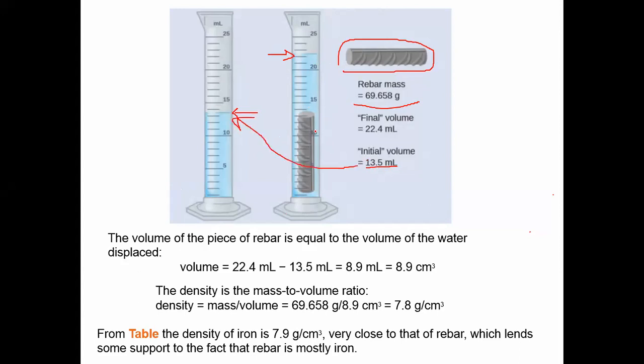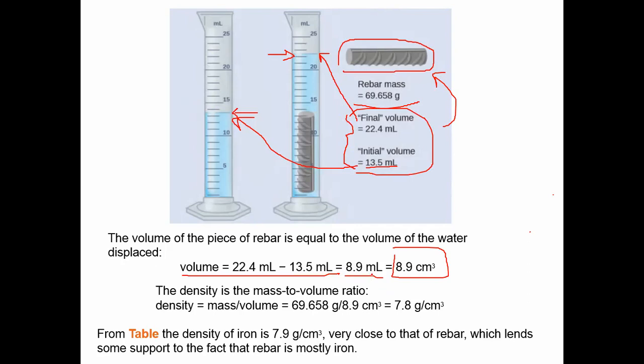Then once you put this rebar in there, you can measure the final volume over here, right? So the difference between these two points is the volume of this rebar. So how can you find this volume? Very easily. You can just do 22.4 milliliters minus 13.5 milliliters, it gives you 8.9 milliliters, right? Or it's the same thing as 8.9 cubic centimeters of volume.